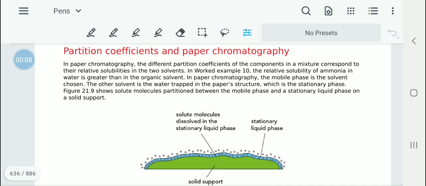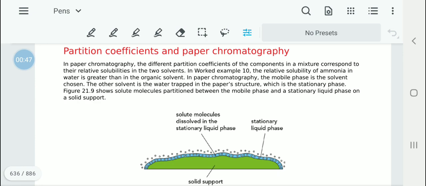So now we can explain paper chromatography using partition coefficients. What we need to understand is that there are different partition coefficients of the components that make up this mixture. They correspond to the relative solubilities in the two solvents that we use. When we discussed the 10th example, we saw that the relative solubility of ammonia in water is greater than in the organic solvent. In paper chromatography, we have two phases.